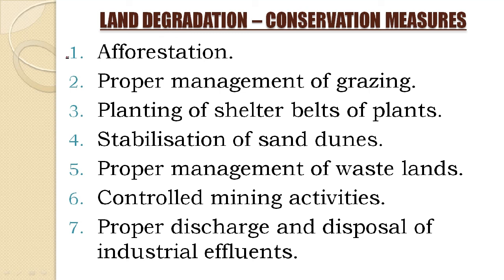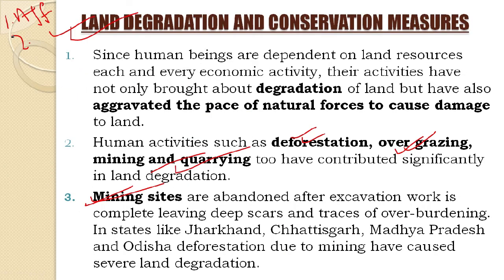Let us suppose that we do not memorize all these points: afforestation, proper management of grazing, shelter belts of plants, stabilization of sand dunes, proper management of wastelands, controlled mining activities, proper discharge and disposal of industrial effluents. Then what's the method, sir? The method is going to the land degradation, or the degradation of that particular resource itself. When you have a problem, if you directly go to the problem, you can find solutions there itself. So let us go to the problems.